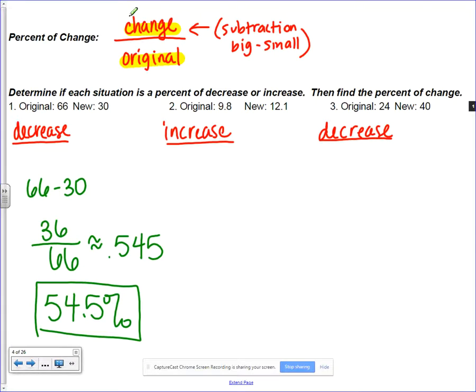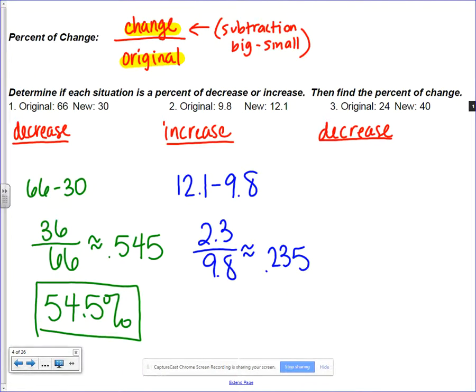I got to find my change first. Well, I need to subtract them. And again, we're going to put the larger number minus the smaller number and figure out by how much those two numbers changed. And in this case, it has changed by 2.3. We will put that over the original number, which looks like that.